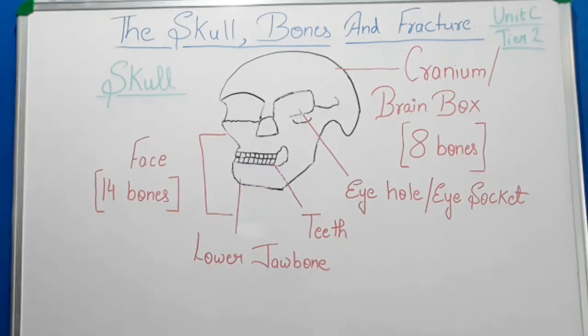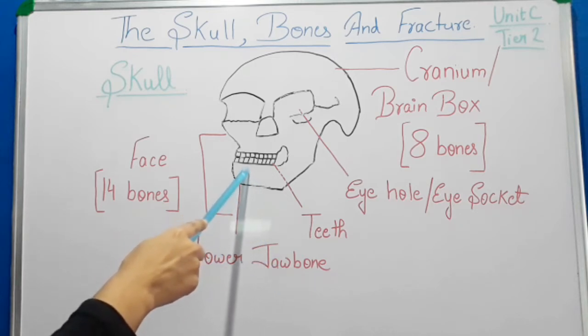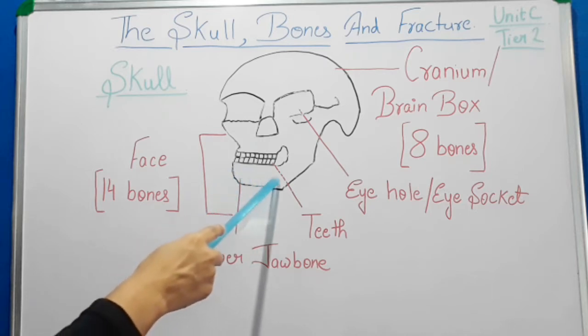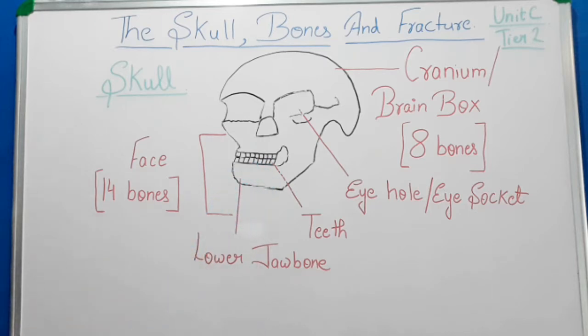When a person suffers from tetanus, that means when a person gets hurt from iron rods, the person is having tetanus. Whenever the person is suffering from tetanus, the lower jaw gets locked. That is why tetanus is sometimes called lockjaw.